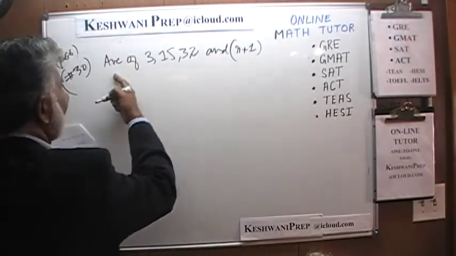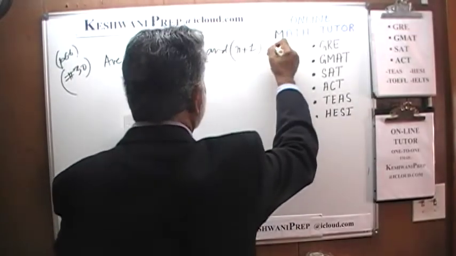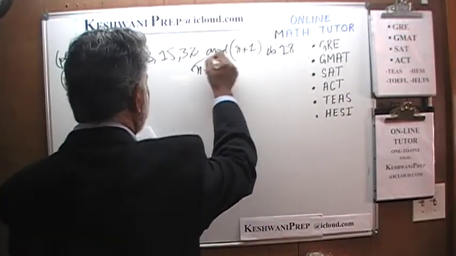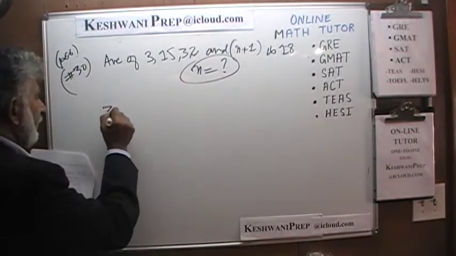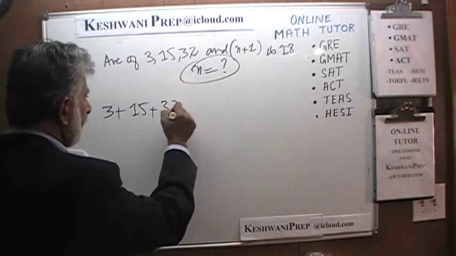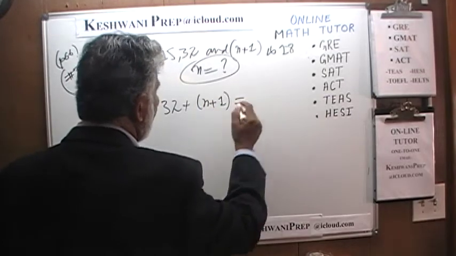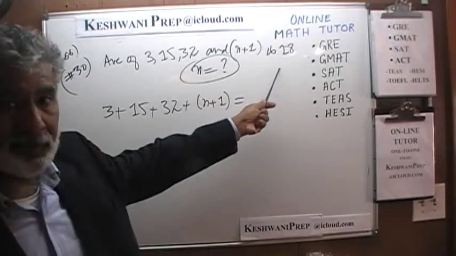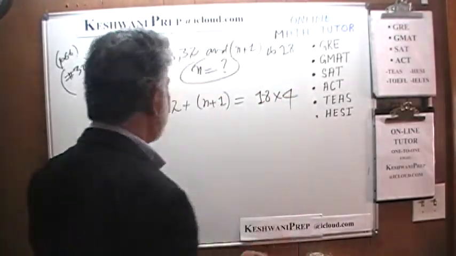Oh, sorry, it says the average of 3, 15, 32, and n plus 1 is 18. The question is, how much is n? What's the value of n? Let's find out, shall we? So we have 3 plus 15 plus 32 plus n plus 1. And since their average is 18, their sum must be 18 times 4.